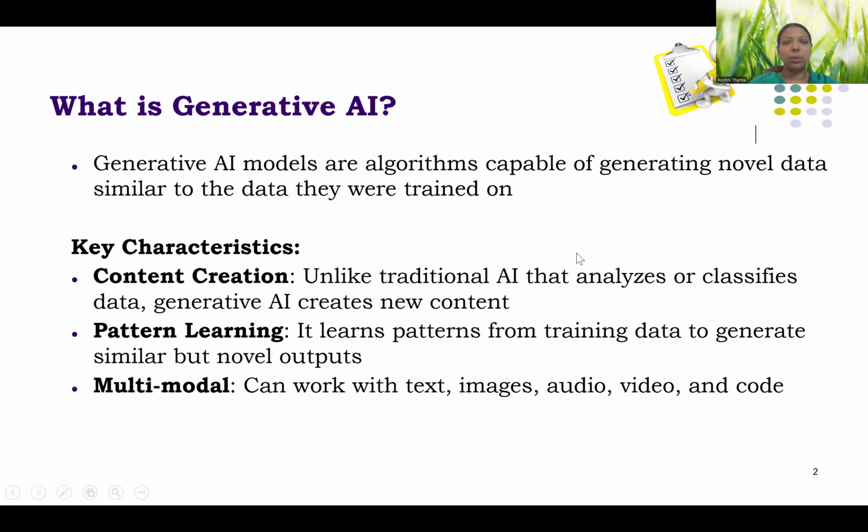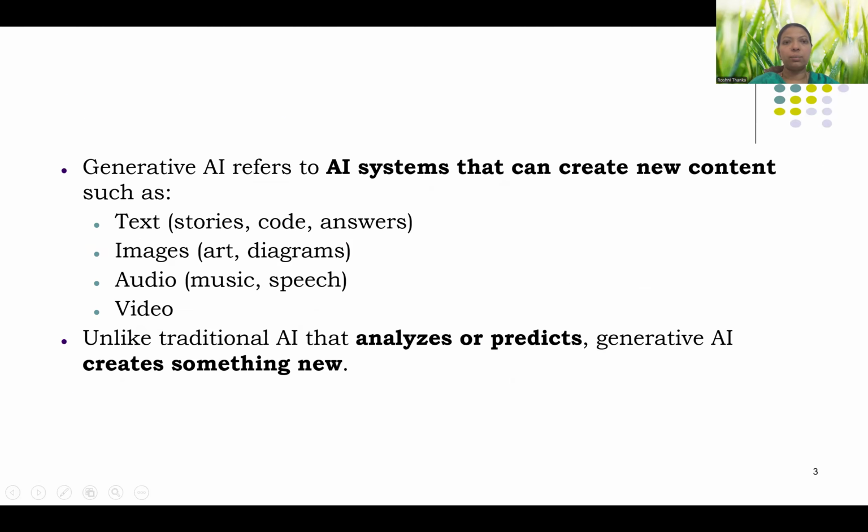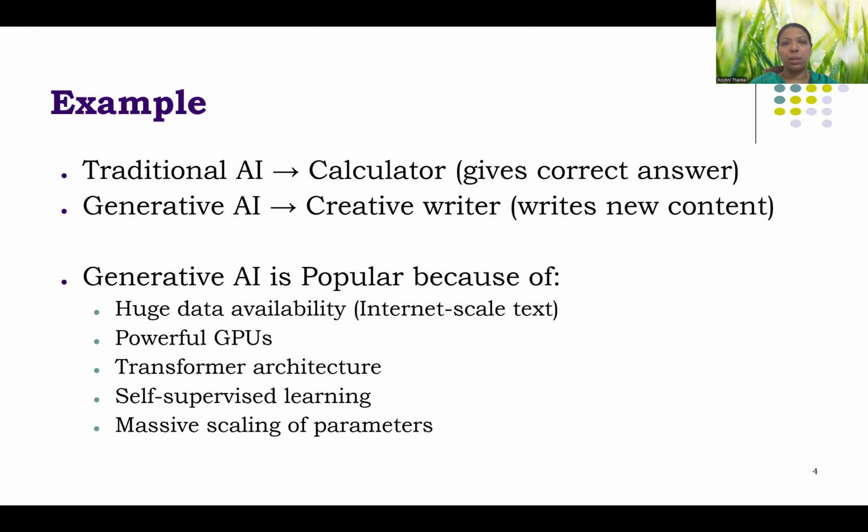Next, as we know that it is able to generate new content, it can generate new stories, which belong to text. It can generate images, audio, and video. All these things can be done through generative AI. But traditional AI can only analyze, classify, or predict. It cannot generate new content.